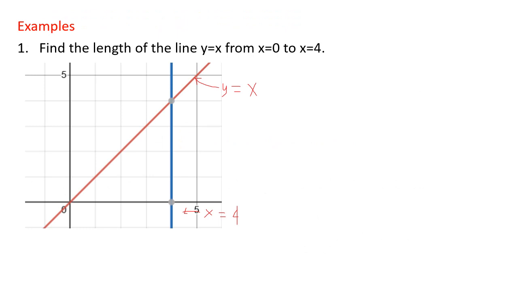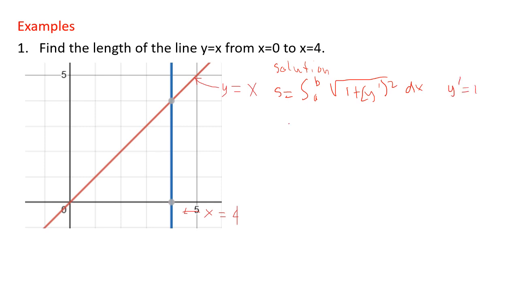Example: find the length of the line y equal to x from x equal to 0 to x equal to 4. So you have your solution. L is equal to the integral from a to b of the square root of 1 plus y prime squared dx. y prime is equal to 1.